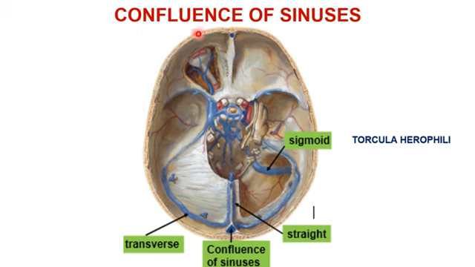Now let's talk about the confluence of sinuses. This is related to the superior sagittal sinus. So this is also known as the torcula hierophyllae. So it is nothing but the dilated posterior end of a superior sagittal sinus. So this structure lodges in a depression, usually on the right side of the internal occipital protuberance. The right transverse sinus begins from the confluence and it also receives the blood from the occipital sinus. There is a communicating vein which connects the confluence with the left transverse sinus.